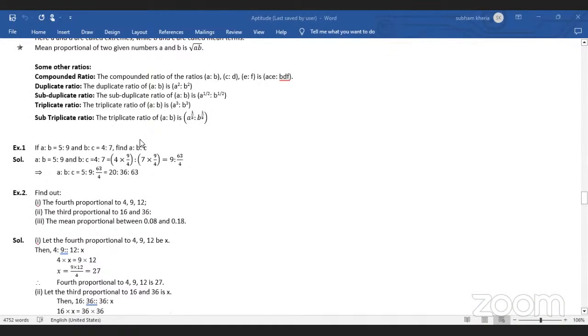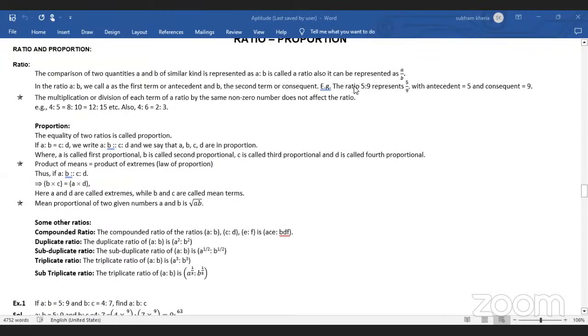Okay. Now we have a question. Look carefully. A is to B is 5 is to 9 and B is to C is 4 is to 7. I'm telling you, find A is to B is to C. Can you find the ratio? Can any one of you find this ratio? Do you have any idea how to find it? Giving you 30 seconds to 1 minute. Let's see who is able to find this.